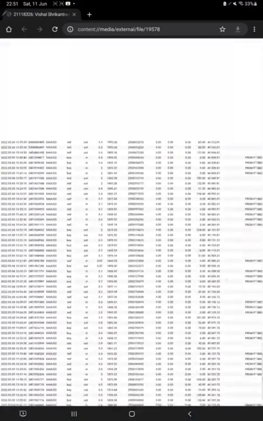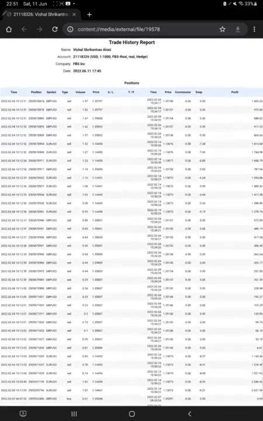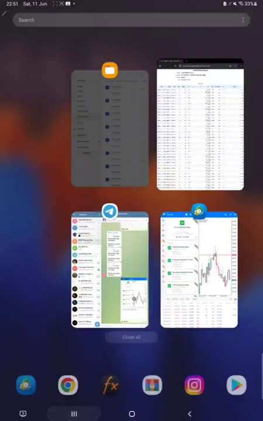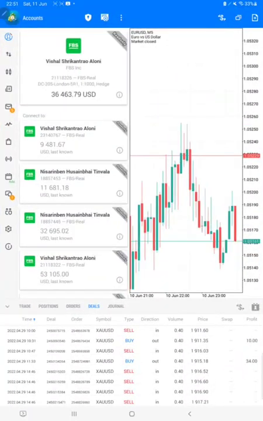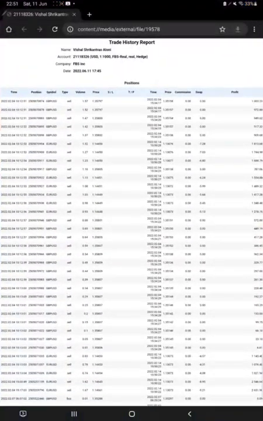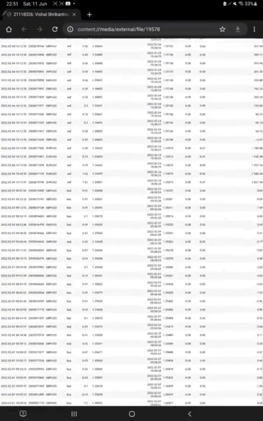Here is the statement. Because there are so many trades, it is taking some time. This is the account number 2118326, the same account number. The account number, and this is the statement.